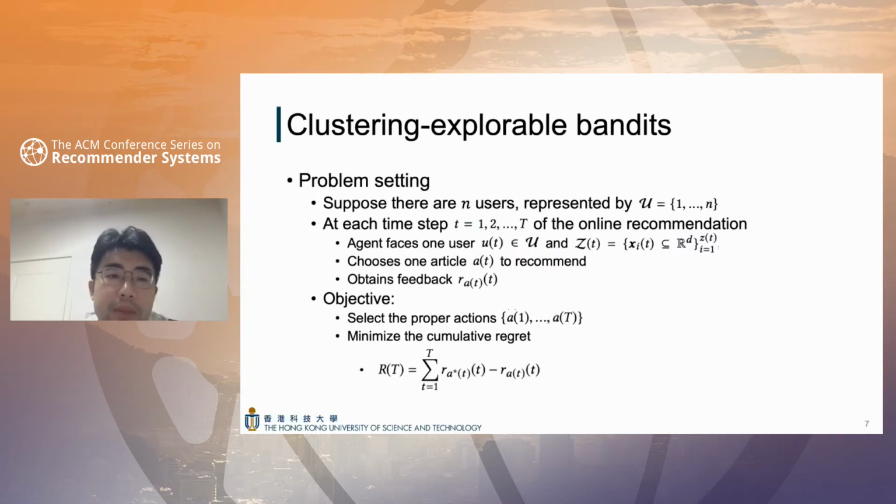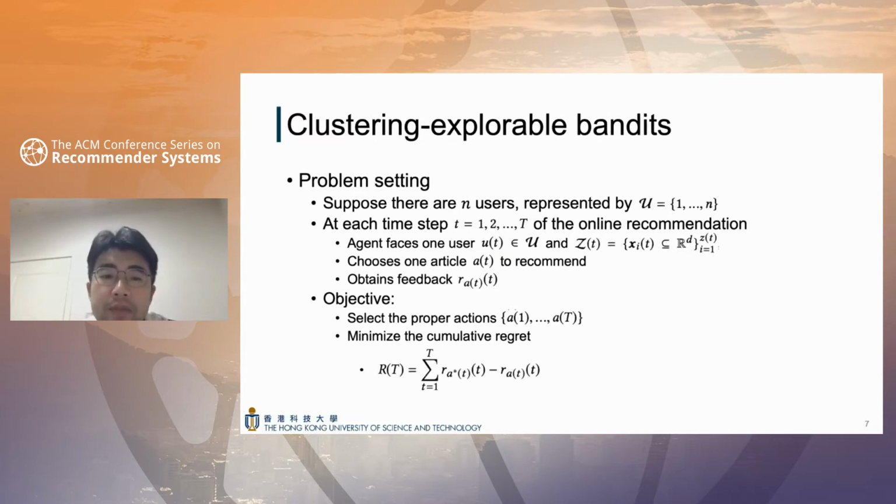And the detailed problem setting is: suppose there are n users, and at each time step t of the online recommendation, the agent faces one user and its arms with context, with features. The agent will choose one article to recommend, and then the agent obtains the feedback of this article from the users.